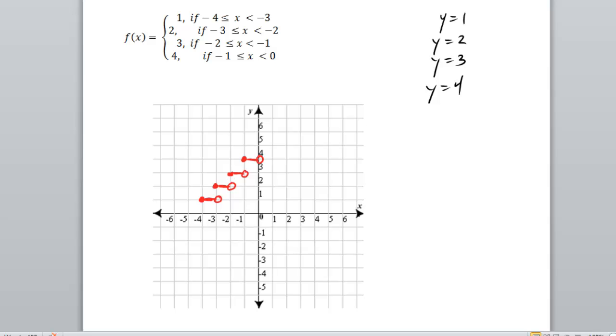Okay, so that kind of wraps up piecewise functions. In the next lesson we will actually talk about the most common piecewise function that you know, and that's the absolute value function.